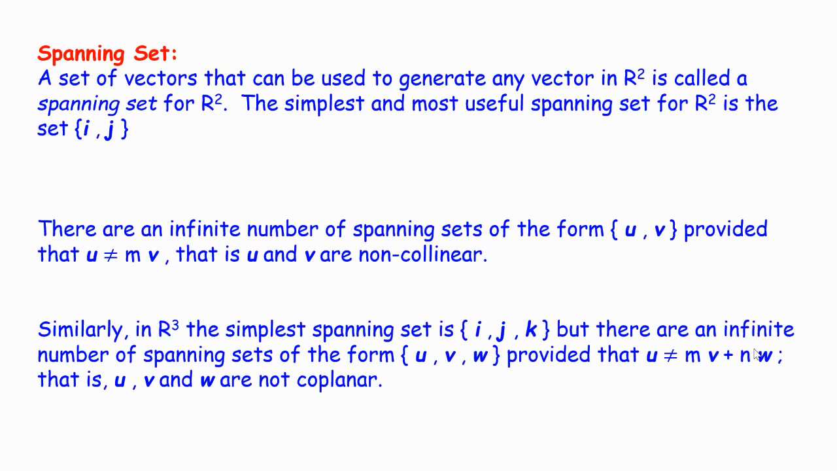A set of vectors that is used to generate any vector in R squared is called a spanning set for R squared. Okay? The simplest one is the i, j vectors, which we've already covered. There's an infinite number of spanning sets that you can form.